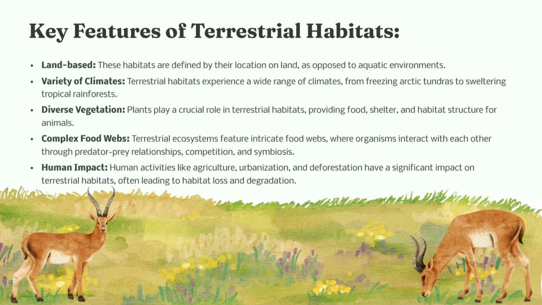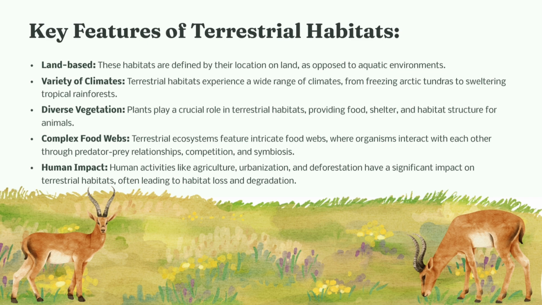Let's have the key features of terrestrial habitats. Land-based, these habitats are defined by their location on land, as opposed to aquatic environments. Variety of climates. Terrestrial habitats experience a wide range of climates, from freezing Arctic tundras to sweltering tropical rainforests. Diverse vegetation. Plants play a crucial role in terrestrial habitats, providing food, shelter, and habitat structure for animals.